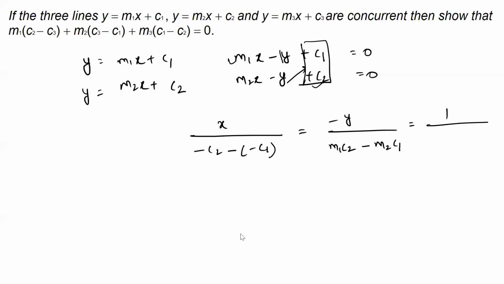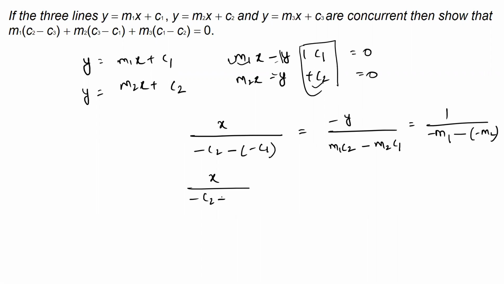So to find out what goes here, we forget about this thing. So it's m1 times minus 1 gives minus m1, and minus 1 times m2 gives me minus m2. Now let's simplify, see what we get. X divided by minus c2 plus c1 is equal to minus y by m1 c2 minus m2 c1 is equal to 1 by minus m1 plus m2.